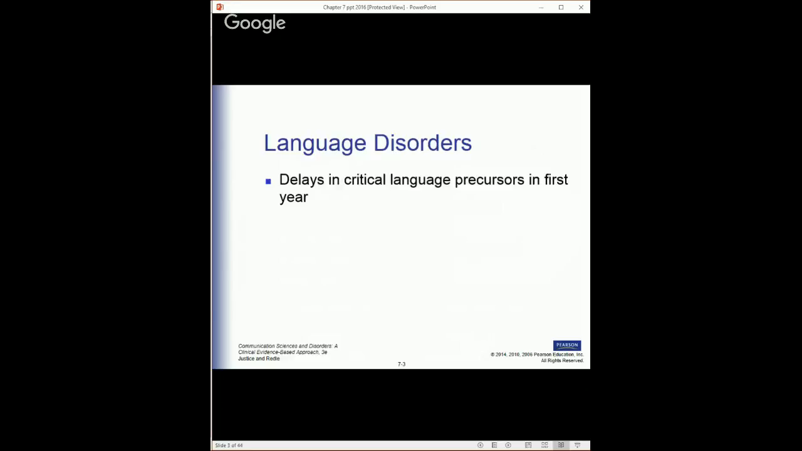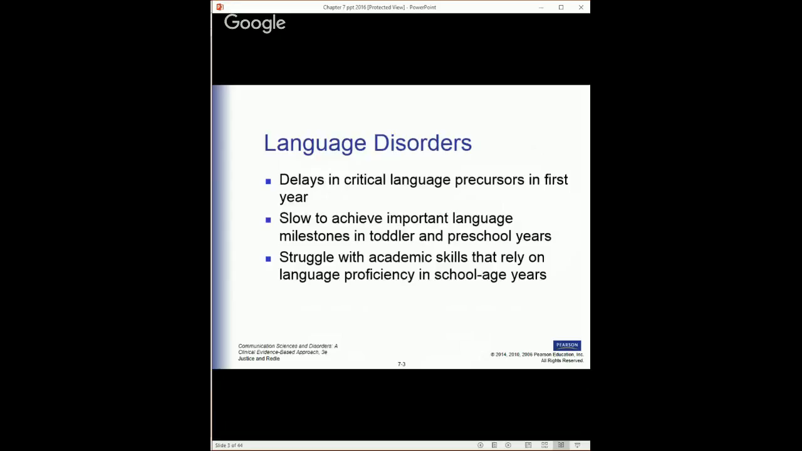Language disorders are delays in critical language precursors in the first year. Slow to achieve important language milestones in toddler and preschool years is one of the characterizations of a language disorder. Another sign of a possible language disorder is if the child struggles with academic skills that rely on language proficiency in the school age years. And children may face ongoing challenges in living and working in adult years.